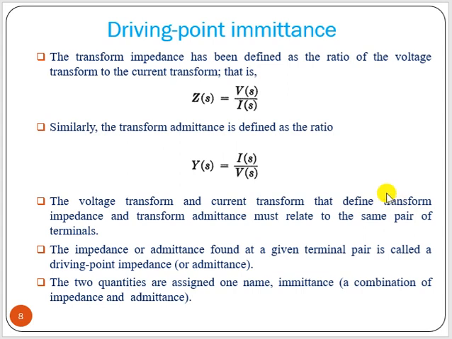Now, driving point immittance. What is that? The transformed impedance has been defined as the ratio of the voltage transform to the current transform.